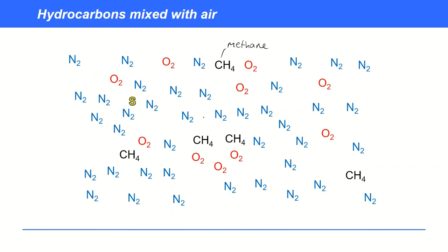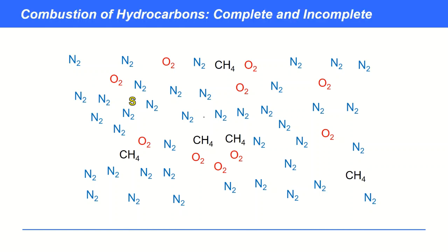So what actually happens when you apply a spark, maybe a match, or a spark from some kind of electrical piezoelectric igniter, what is going to happen? Well, the answer is a lot. So the first is combustion of hydrocarbons. And there are actually three different ways in which that can happen.